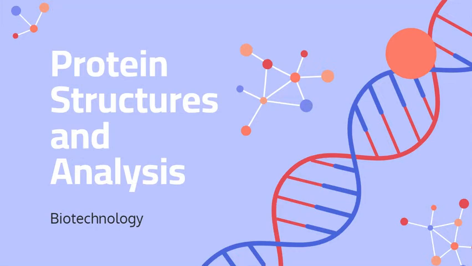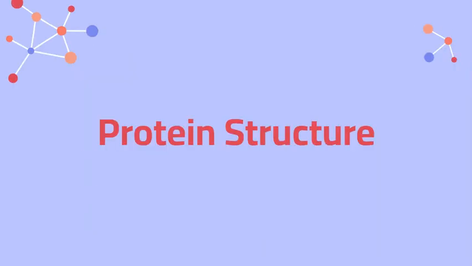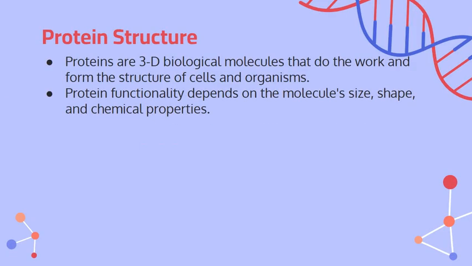All right, this is the second mini lesson in protein structures and analysis. So, protein structures is what we're going to be talking about today. And proteins are 3D biological molecules that do the work and form the structures of cells and organisms. Proteins functionally depend on the molecule's size, shape, and chemical properties.